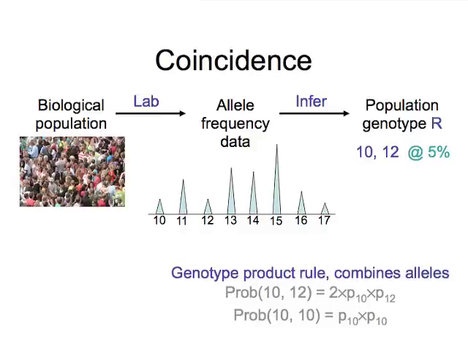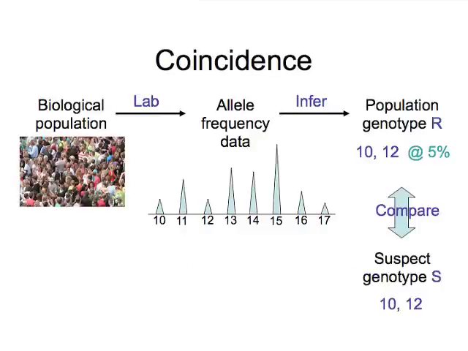A homozygotic allele pair, say 10-10, has a p-squared genotype probability where p is the allele's population frequency. And a heterozygote, say 10-12, has 2pq genotype probability, since the distinguishable alleles could have come from the parents in 2 ways. In our running example, let's use round numbers and say that the probability of population genotype 10-12 is 5%. Next slide.